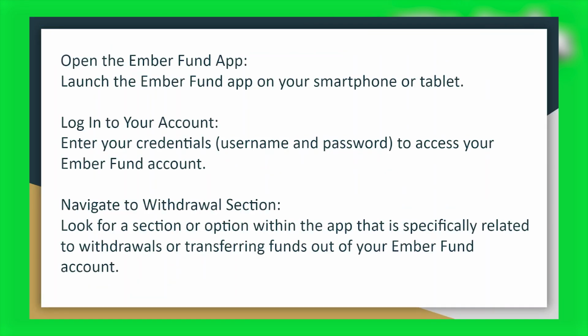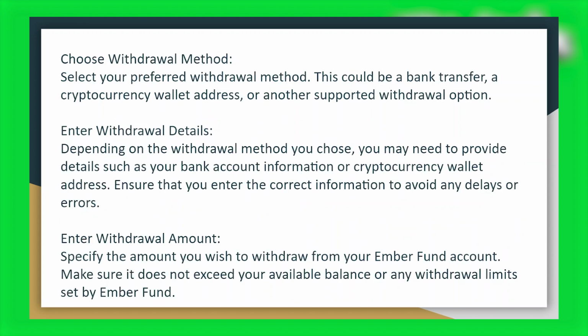Launch the Ember Fund app on your smartphone or tablet. Enter your credentials to access your Ember Fund account. Look for a section or option within the app that is specifically related to withdrawals or transferring funds out of your Ember Fund account. Select your preferred withdrawal method. This could be a bank transfer, a cryptocurrency wallet address, or another supported withdrawal option.